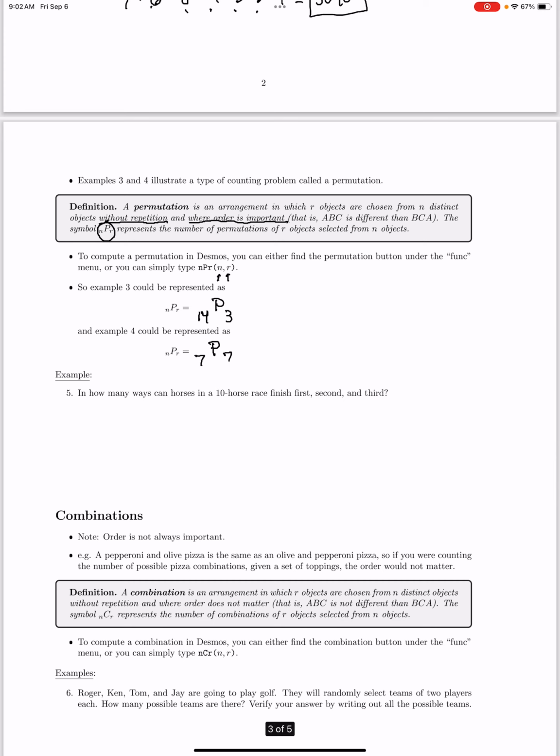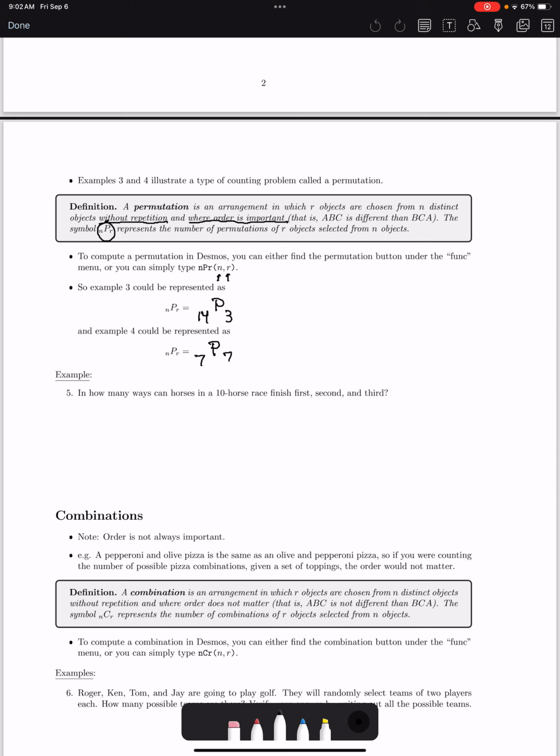So looking at number 5, we're asked, in how many ways can horses in a 10-horse race finish first, second, and third?